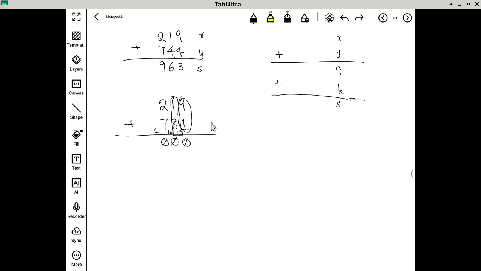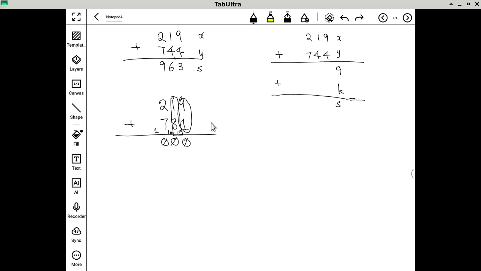Okay, so now we go, okay, that looks really confusing. Let's go back to our example and see how to make use of this new format. So we'll use the first example, which is 219 plus 744 in base 10.